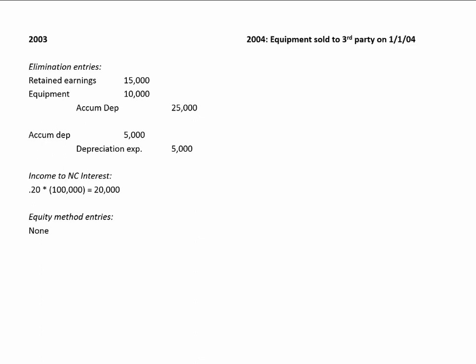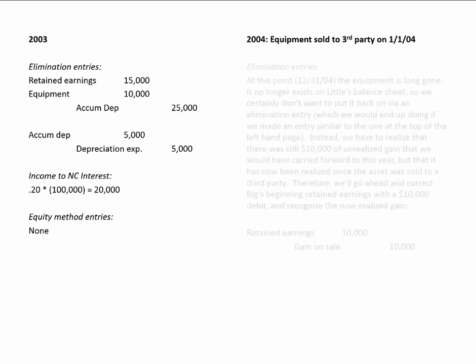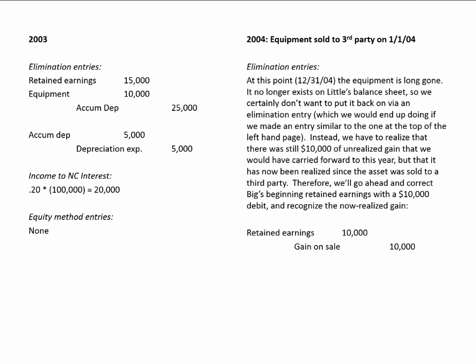Now in 2004, Little is going to go ahead and sell that equipment to a third party on January 1st, the very first day of 2004. Now at this point, December 31st, 2004, again we're doing our end of year elimination entries, the equipment is long gone. It's no longer on Little's balance sheet. Since it no longer exists on Little's balance sheet, we really don't want to put it back on the balance sheet via an elimination entry.